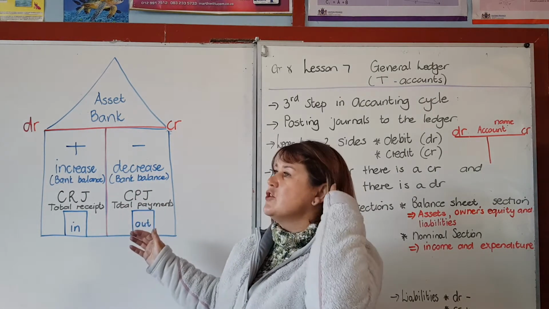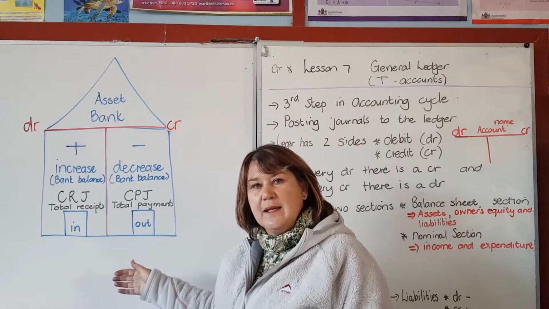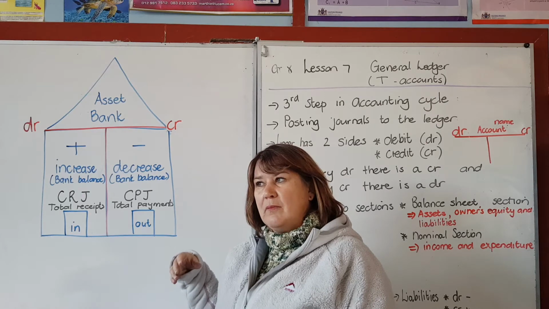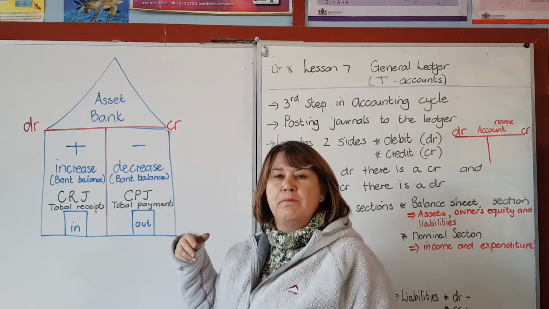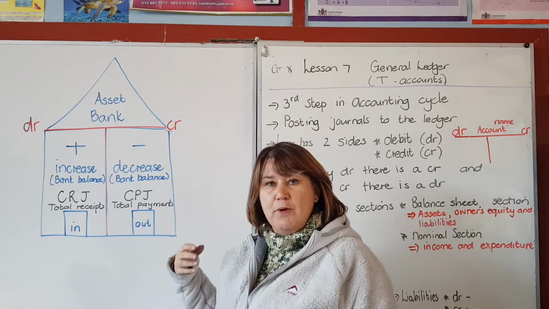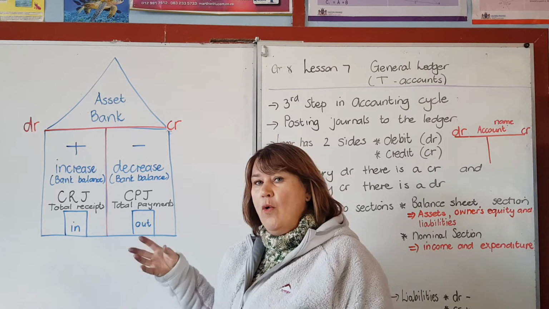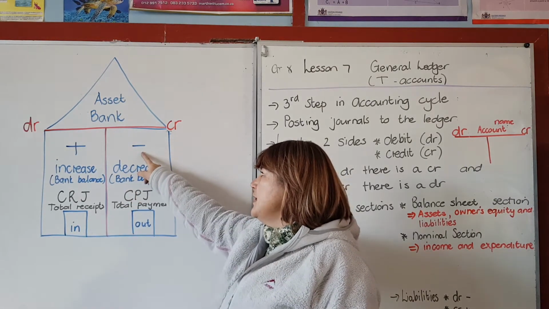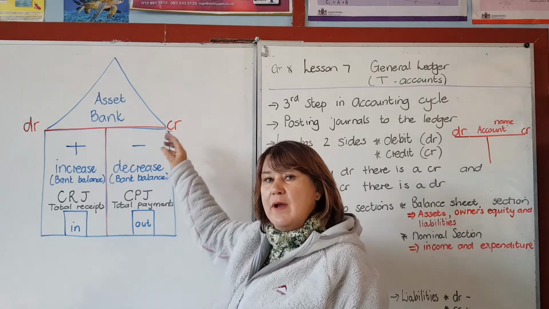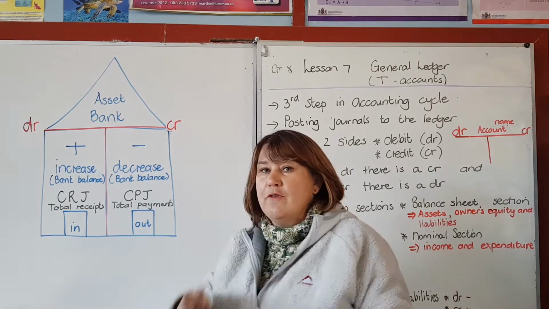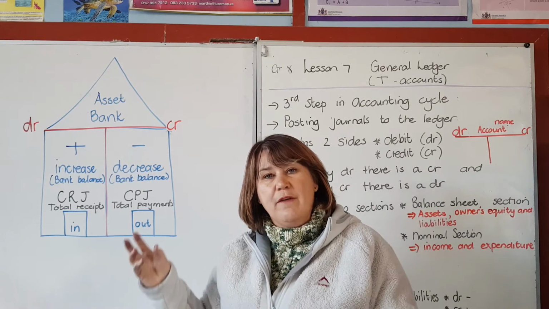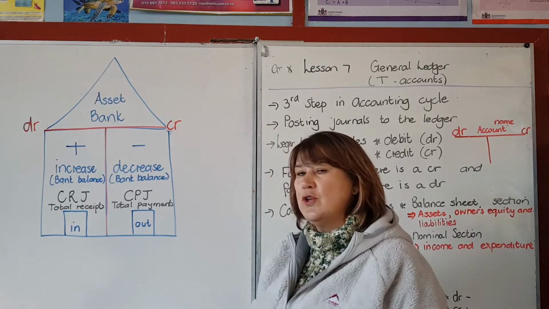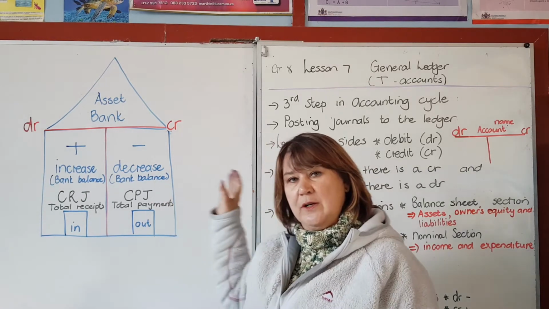Say for instance you pay the water and electricity, your telephone account, bank charges, you purchase a vehicle, you purchase equipment. What's going to happen? You make a payment, so your bank is going to decrease, so your bank is going to be credited. So whatever you've purchased or whatever you've paid, that account will be debited into your general ledger.